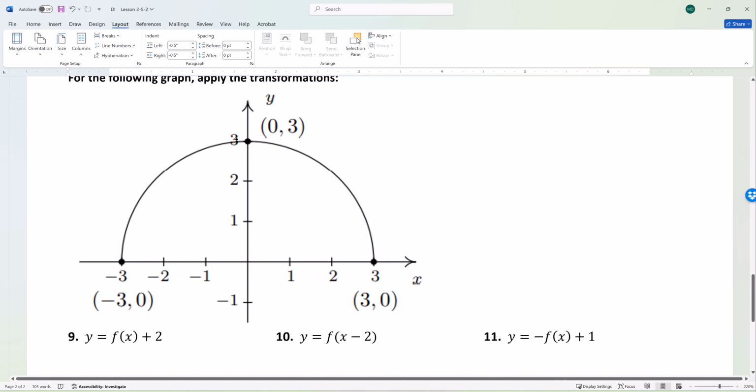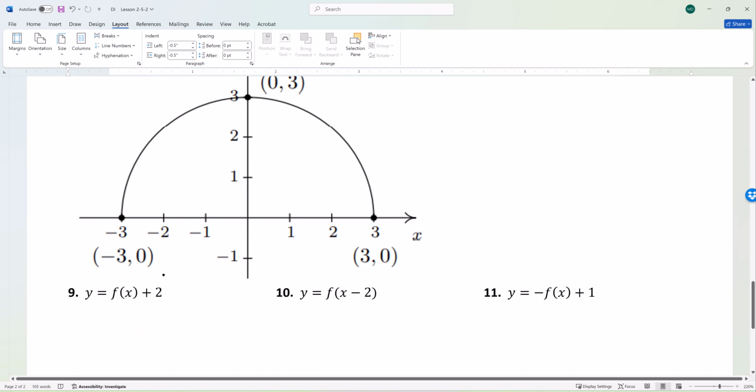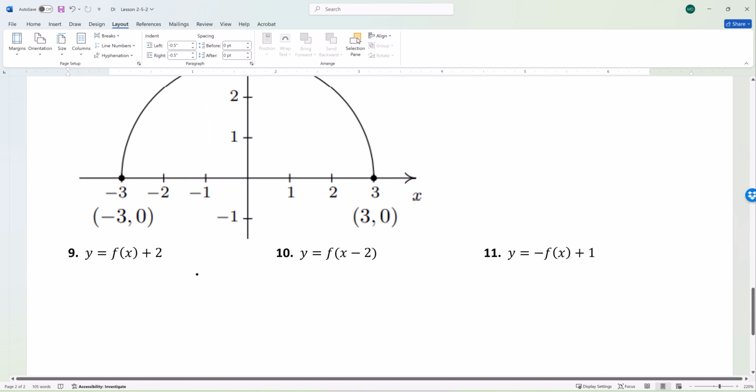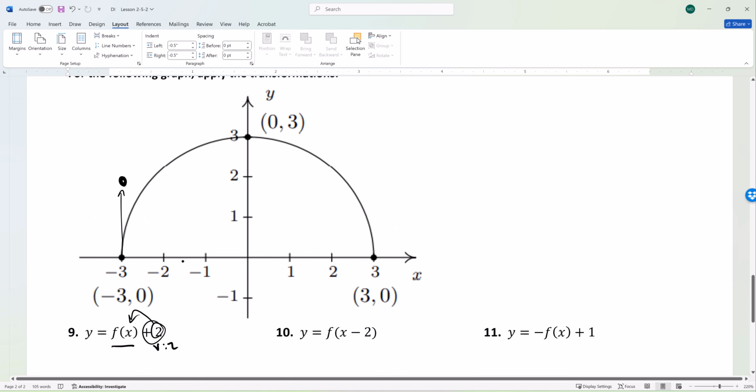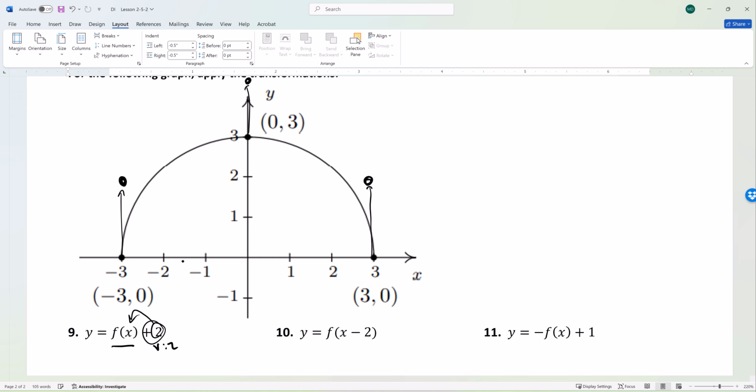So as a reminder, applying the transformations, we have to think, are we adding the value to the x or manipulating the x, or are we adding a value to the y, or are we manipulating the y? And so in this instance, this says f of x plus 2. This is my vertical shift. So that means I'm essentially adding 2 to my y value. So now this will move up 2 spaces. This will move up 2 spaces. This will move up 2 spaces. And so that would create your new circle, or half circle.